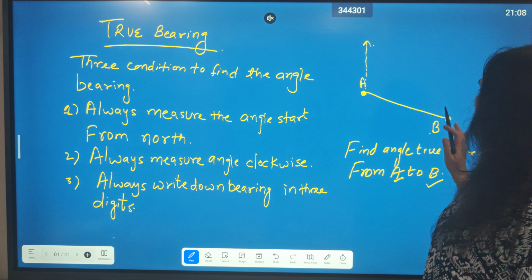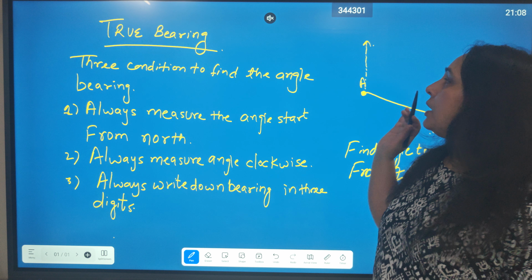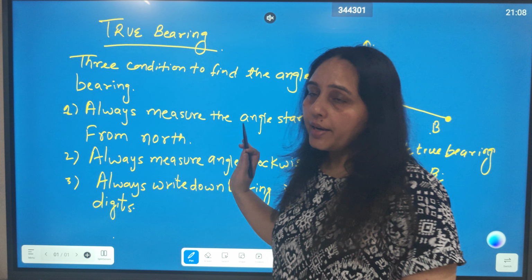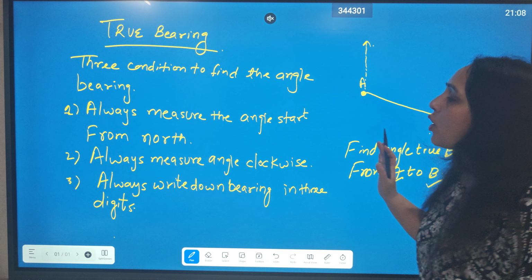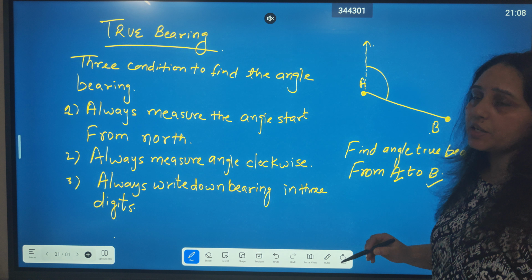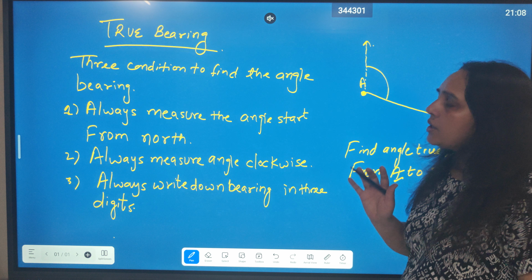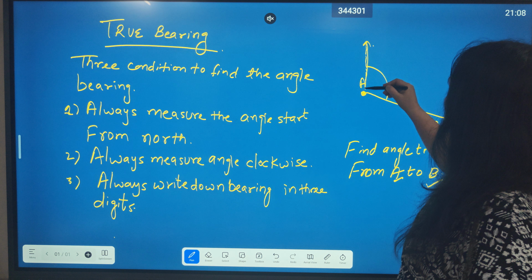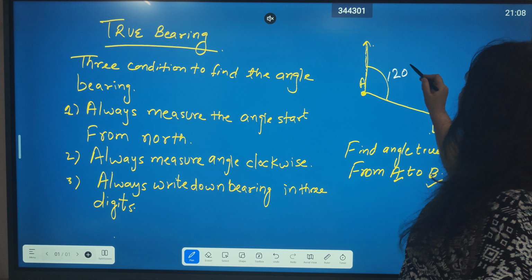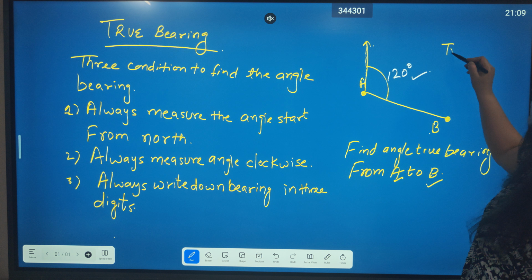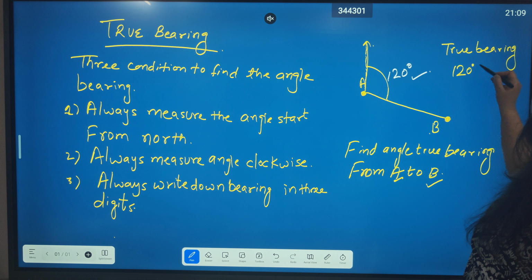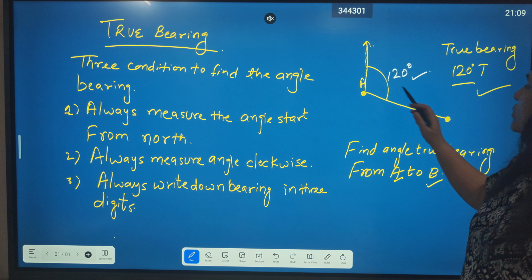Okay, so from A to B, if you want to find out the bearing, there are some conditions. Always measure the angle starting from the north, right? Secondly, always measure the angle clockwise. You need to go clockwise, so you have to go from here to here, in the clockwise direction. And always write down the bearing in 3 digits. Suppose we measure the angle from north to this direction, from A to B, and we find that it is equal to 120 degrees. So the true bearing is 120 degrees true, right? So this is the true bearing from A to B.